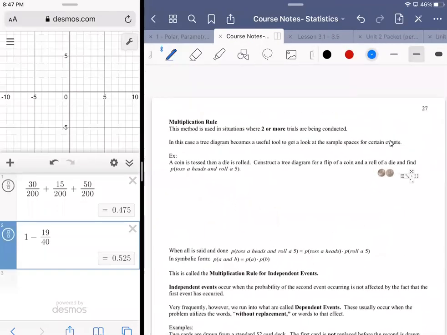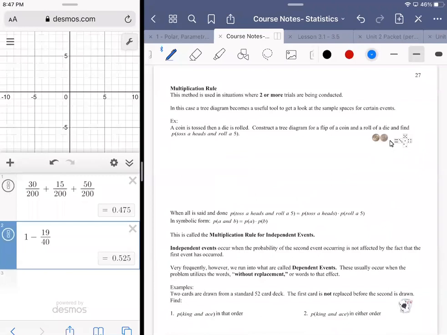And just like every other probability concept that we've talked about, it starts off pretty easy, and then all of a sudden it's like, oh, that's not easy anymore. So you just gotta kind of stay involved in the process. Right?